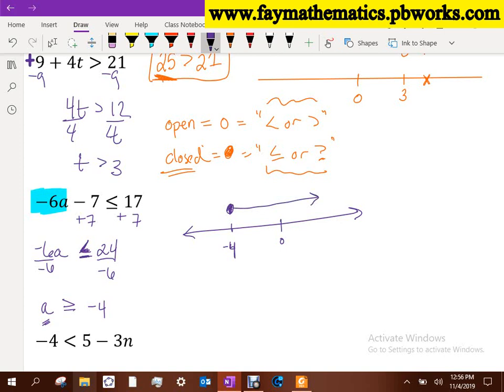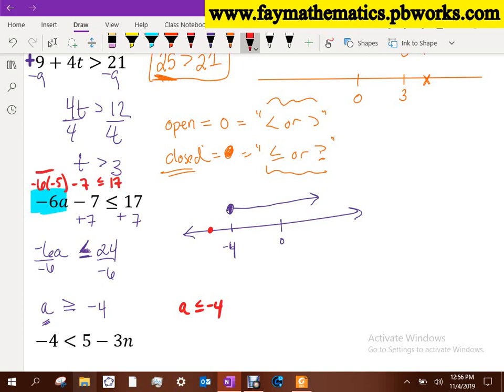Now, the reason we have to flip that inequality sign, let's say I didn't flip the inequality sign. Let's say I left it as a is less than or equal to -4. Well, that means -5 should be an answer, right? If I choose -5, plug in here, I get -6 times -5 minus 7, and I ask the question, is that less than or equal to 17? Well, think about it. This is the reason why we had to flip it.